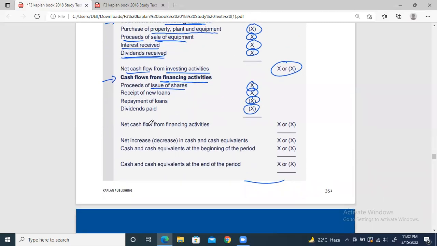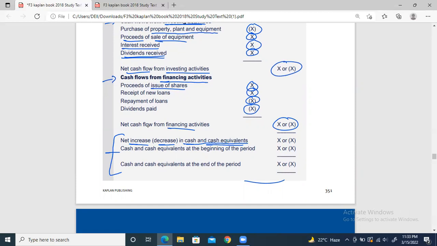Finally, we have financing activities net cash flow, and it's written as a plus or minus. Both things can come over here. Now, what is the meaning of these last three things? Net increase or decrease in cash and cash equivalents. You can see this word over here, cash and cash equivalents.